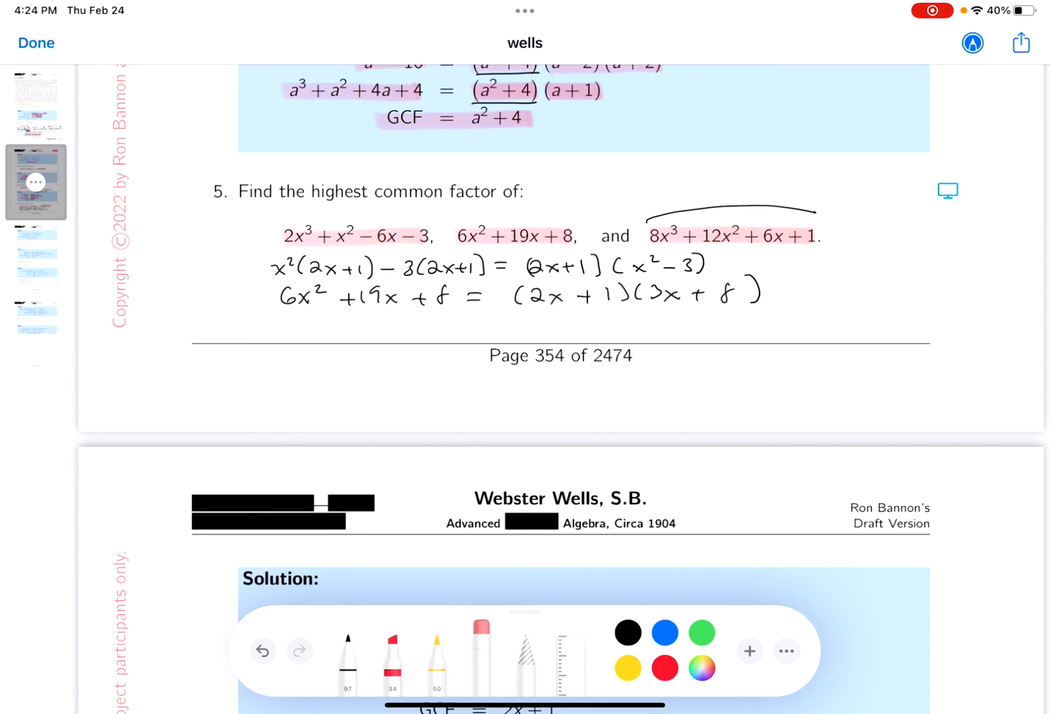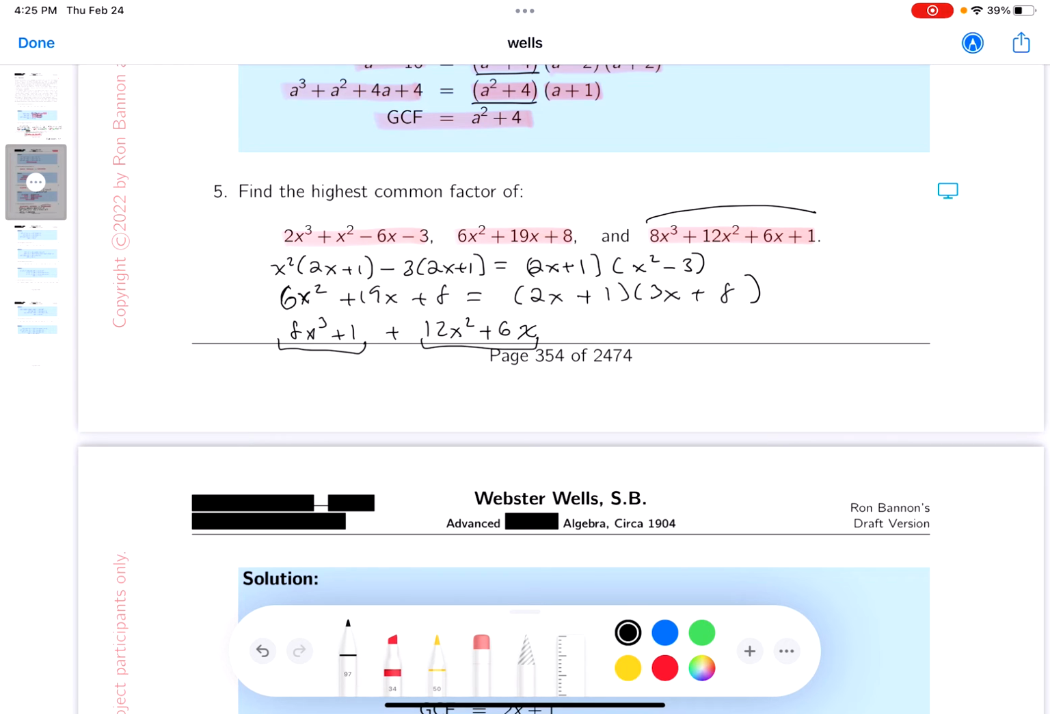I'm going to try the 8x cubed plus 1 and the 12x squared plus 6x. All right, so I did a different group. I actually moved things around because the first thing didn't work out. If I were to factor that, I'm still going to do it by grouping, by the way.